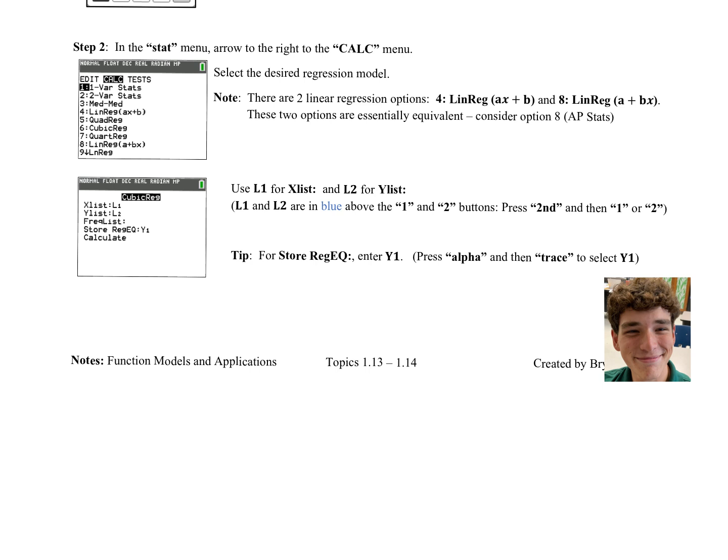All right, and now I want to show you how to store something. So when you store something, you're going to use the alpha trace button and select Y1.